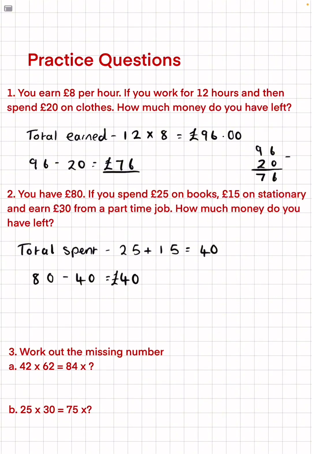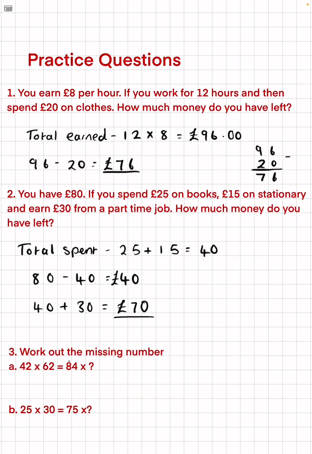And we've earned £30 from a part-time job. So 40 add 30 equals £70. So the answer to the question is £70.